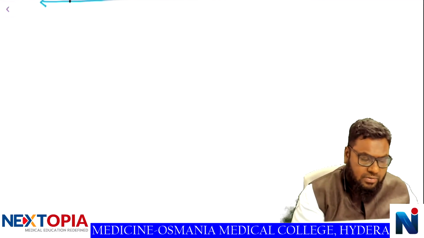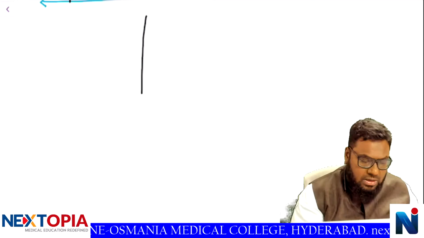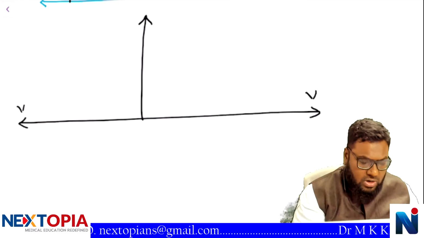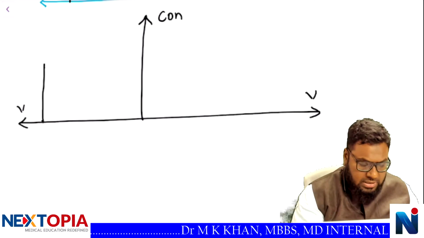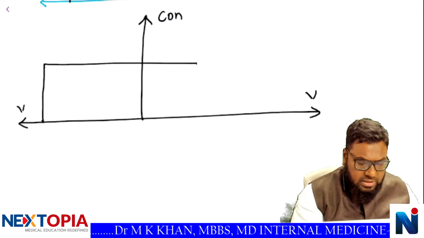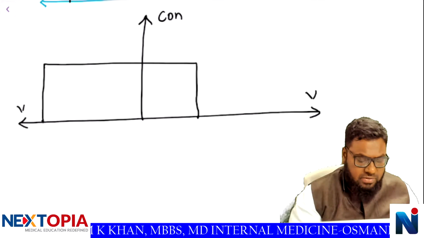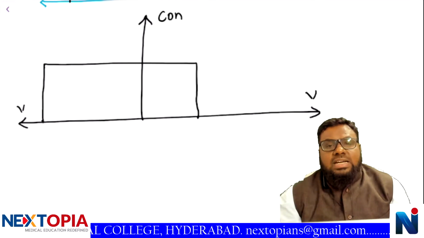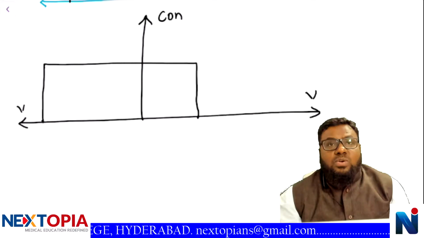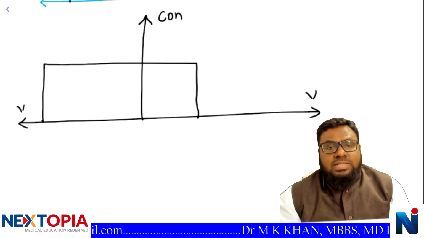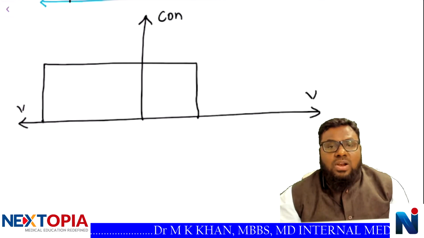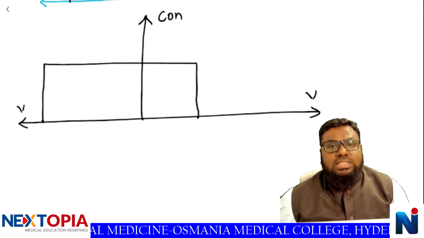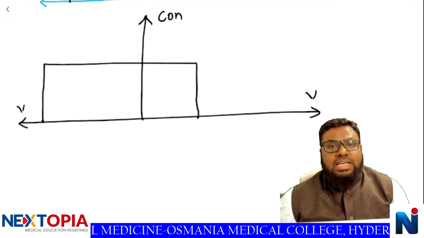Next important Darrow-Yannet diagram we'll try to understand. We have volume on the x-axis, and on the y-axis we have concentration of the solute. This is the normal ICF and this is the normal ECF. Now let us try to understand with another diagram. Suppose in the next scenario there is a loss of extracellular and intracellular volume with a rise in osmolarity. Concentration has increased, but there is a loss. So what are the important causes here, or what could be the pathology here?